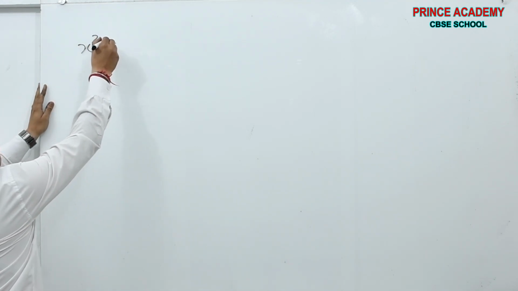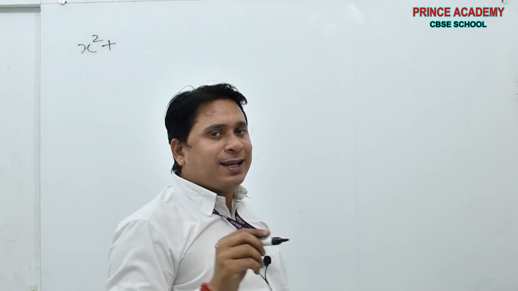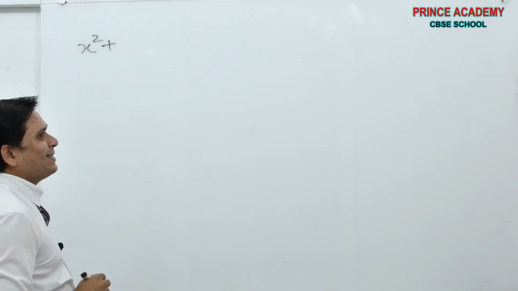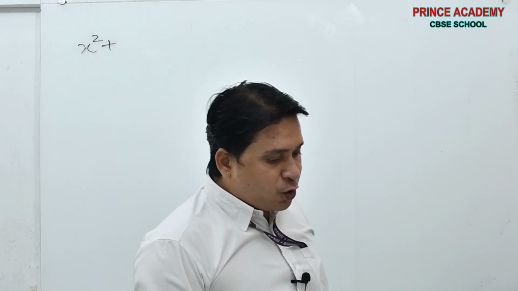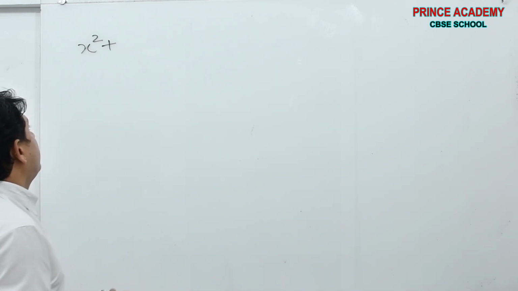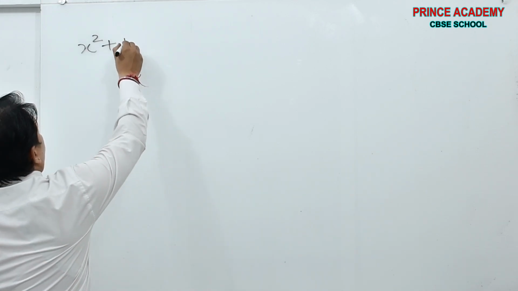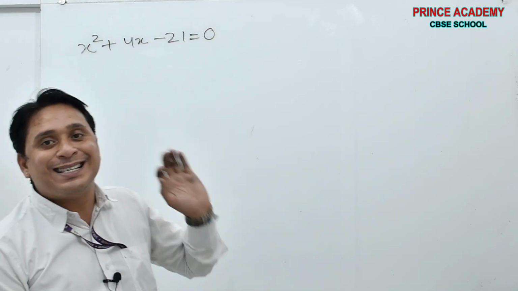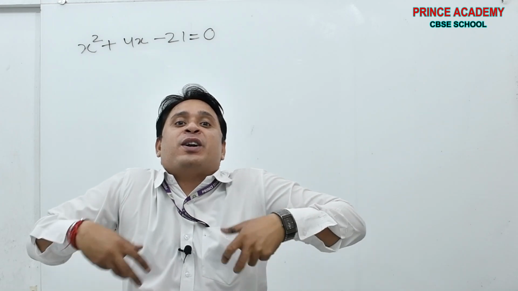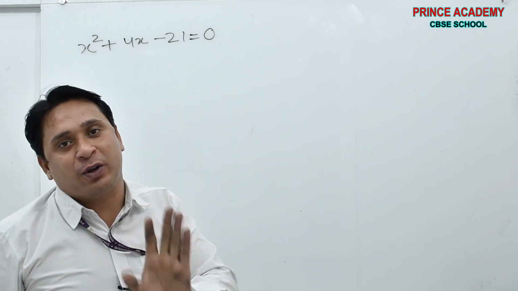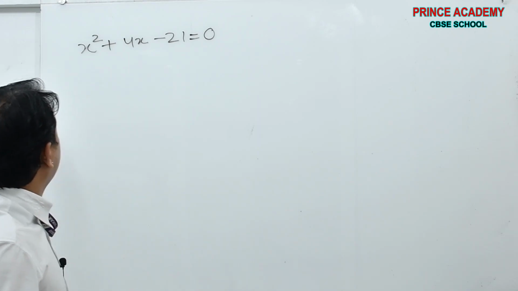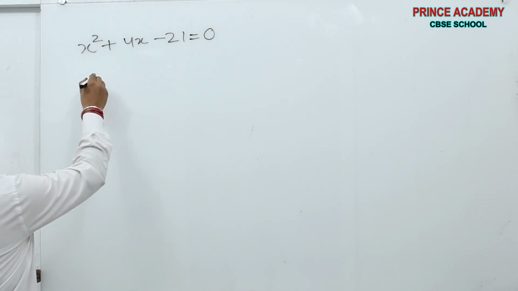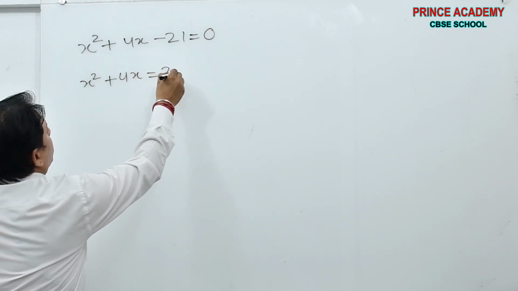x square plus, if in the last example we took 2, now we should take a type where the difference 7 minus 3 is 4 and the product is 21. Suppose we are taking this example. Why did I take this example? To make you more comfortable with the calculations, only for that, beta. Okay? Done. Now see, x square plus 4x minus 21 is equal to 0. See, x square plus 4x is equal to 21.